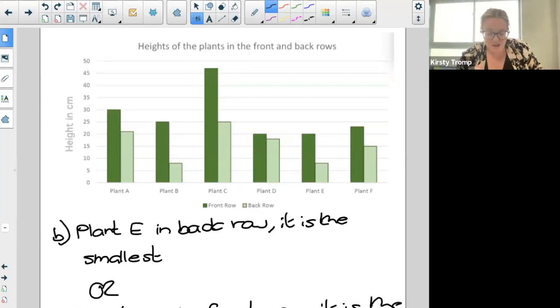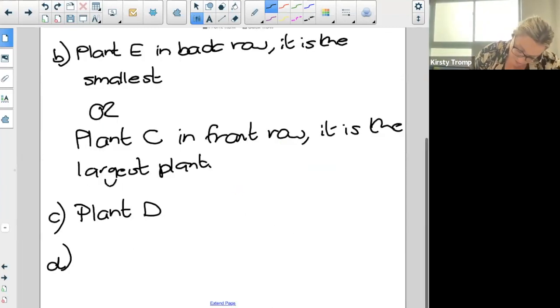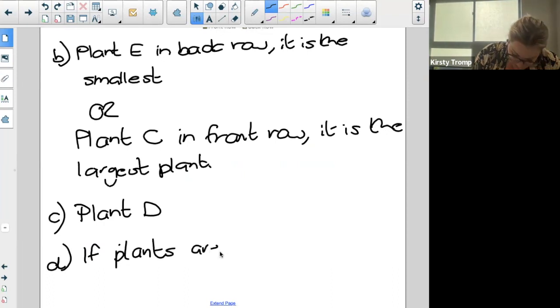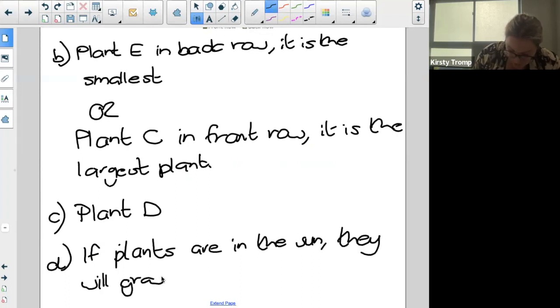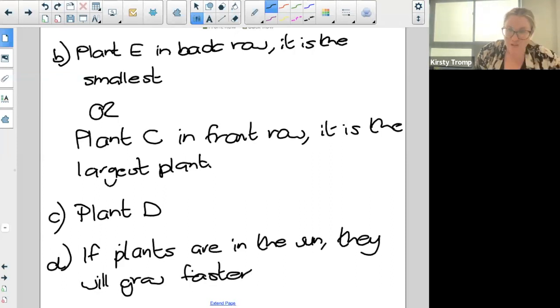Lungawa is absolutely right for question D. What effect does the sun have on plants? If plants are in the sun, they will grow faster, which we saw in our graph. They will grow faster.